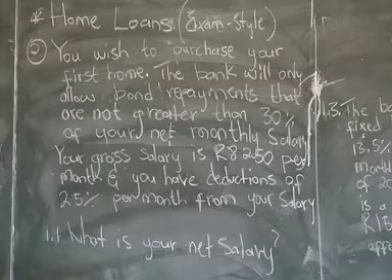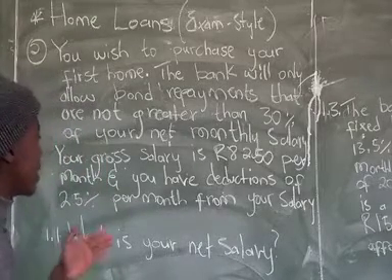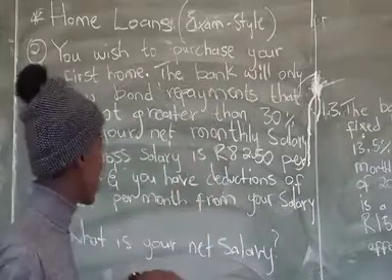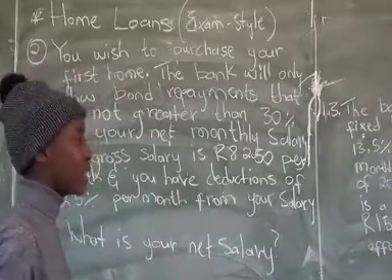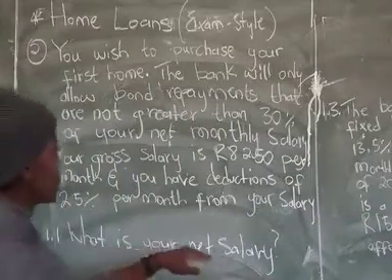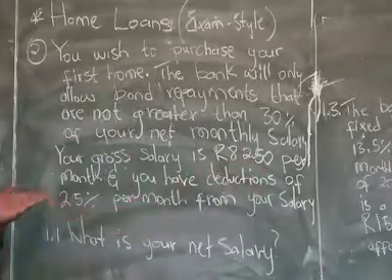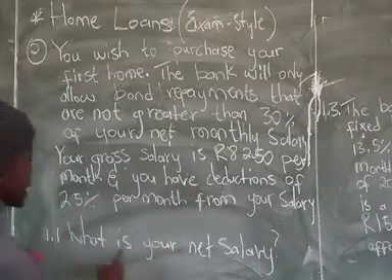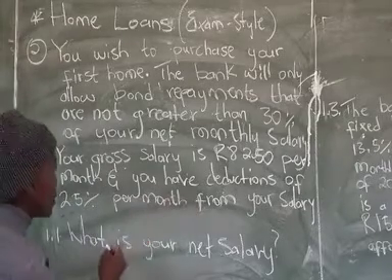The first question is, what is your net salary? Net salary is the salary after making all the deductions. The only difference between gross salary and net salary is the deductions, for example after the insurance company deducts. So if your gross salary is 8,250 and the deduction is 25% of your salary, we are simply going to calculate the net salary after making all the necessary deductions. I'm just going to show you the formula.